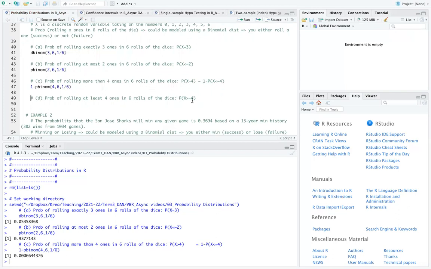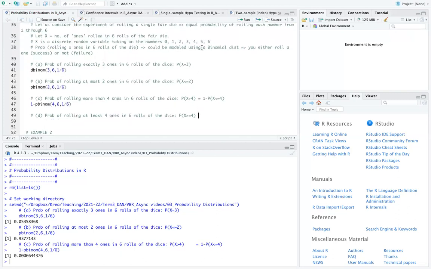At least 4 ones means 4 is also counted. So I'm looking at x equal to 4, plus x equal to 5, plus x equal to 6. So just by looking at things here, I want to find the probability of 4 plus 5 plus 6. And because I have a very neat cumulative distribution function that R offers me, if I can rewrite x being greater than or equal to 4 using a notation which had some lesser than or equal to probability, my life is going to be easy.